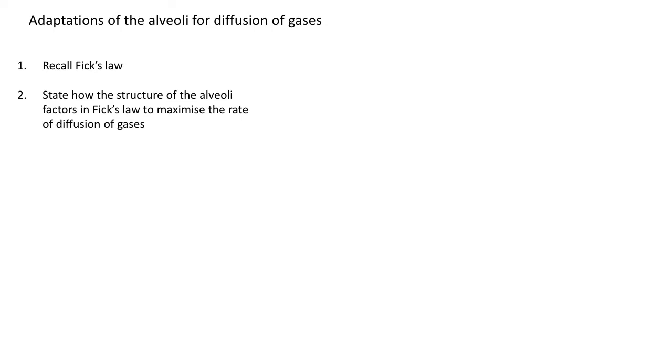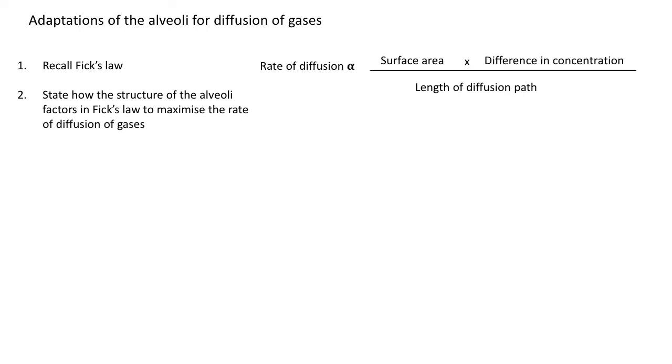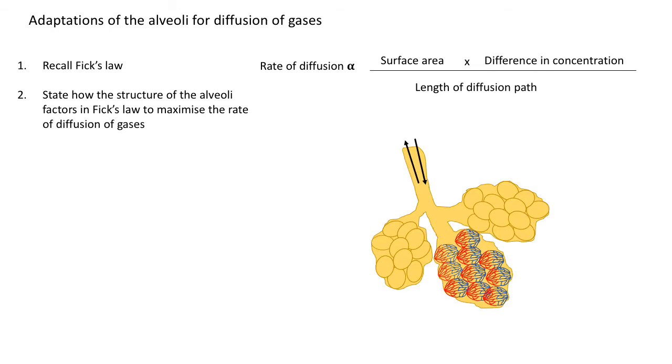Okay, so Fick's law, this is what you should have recalled. And what we're going to do is use that to relate to the structures of the alveoli that maximise diffusion. So let's go with an image of the alveoli. So I've shown those grape-like structures, each alveoli, and then on one of the alveoli I've shown the capillary network in the middle.